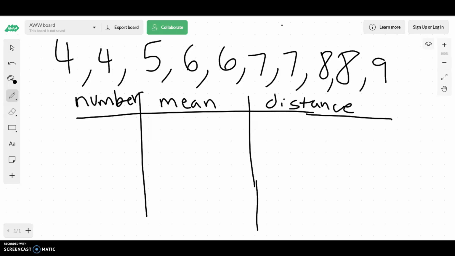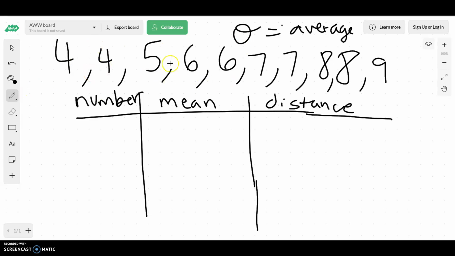Today we're going to learn how to find standard deviation and what standard deviation is. The standard deviation is this simple, and what it stands for is the average distance away from the mean. So what we're really doing is finding the average distance away from the mean.